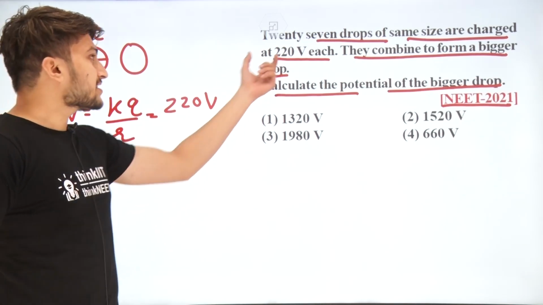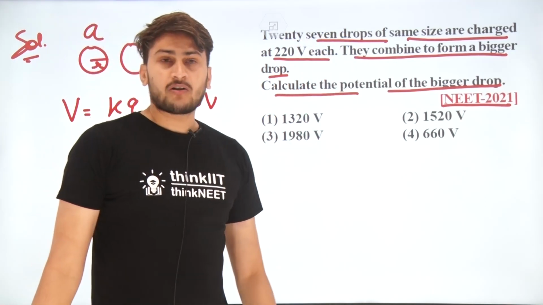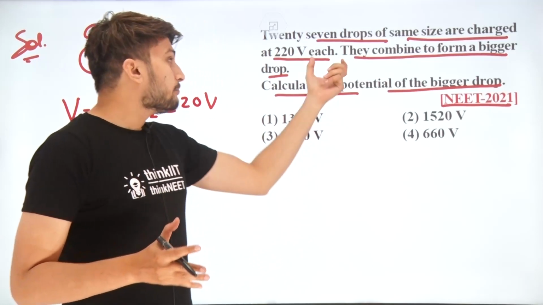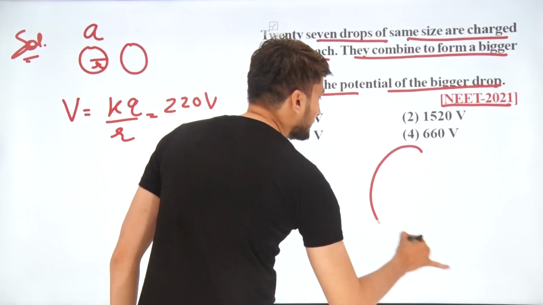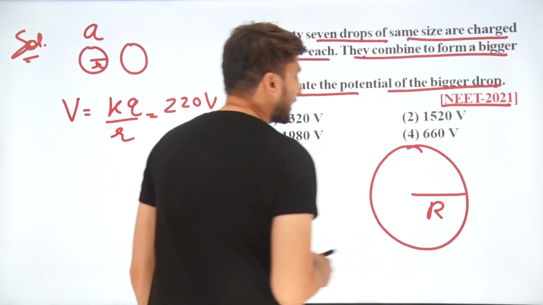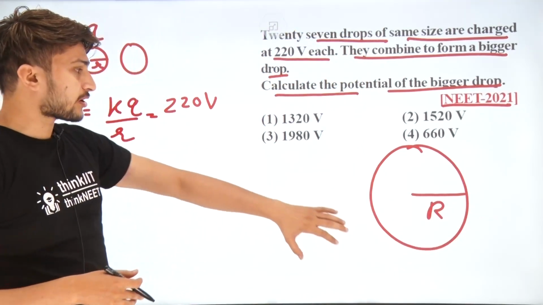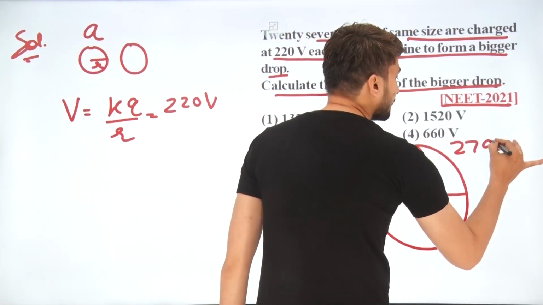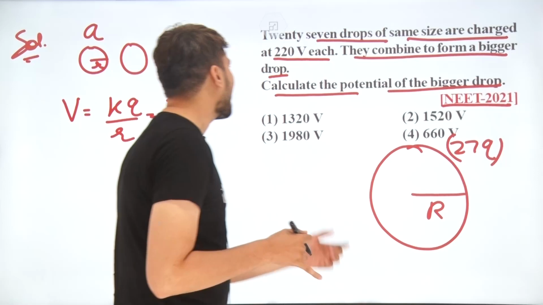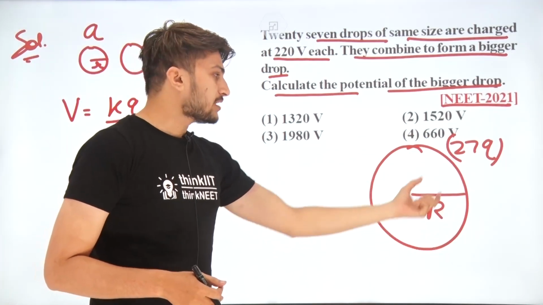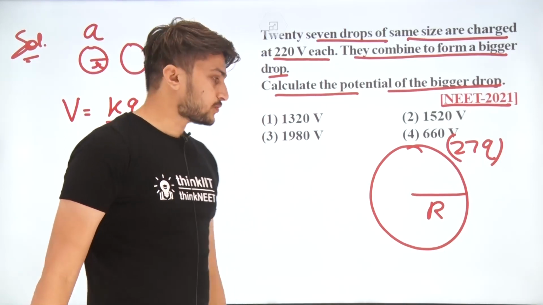Now students, these 27 drops are combined and made a bigger drop. Let the bigger drop have a radius capital R, and the charge will be 27q, because each has a charge q. So we can say 27 drops have a total charge of 27q.